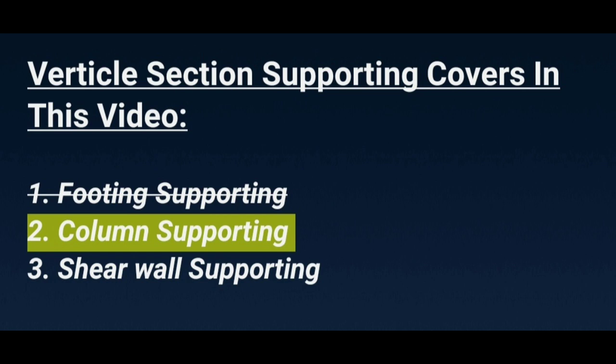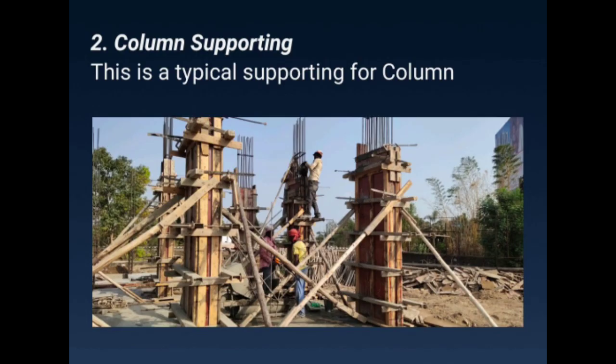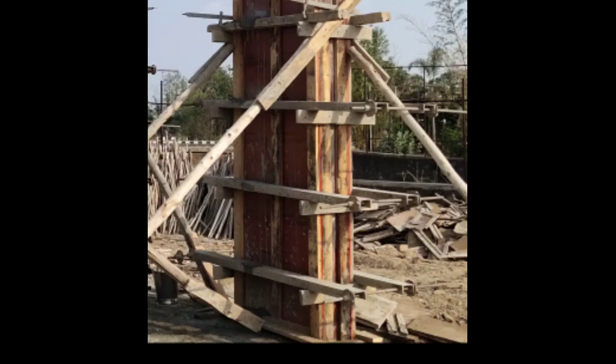The second topic is column supporting. This is a typical support for a column. This is a ground floor column for a 7-story building. The size of the column is smaller than in other buildings.